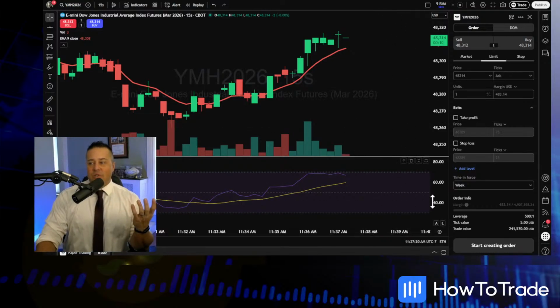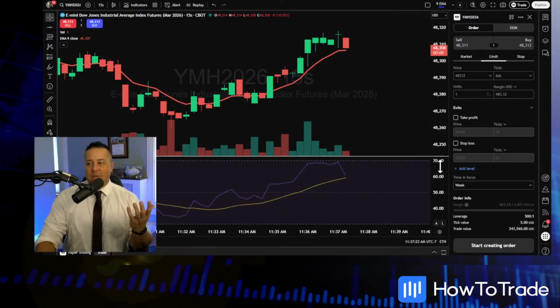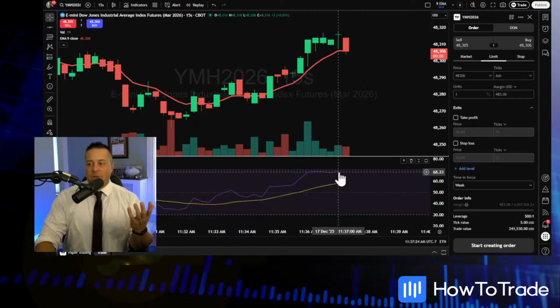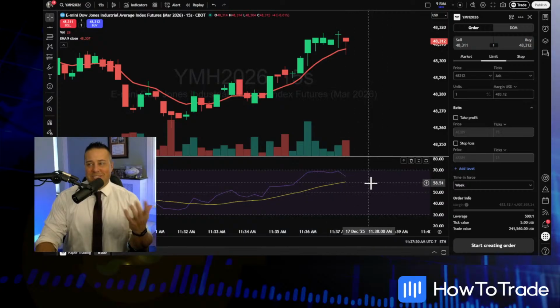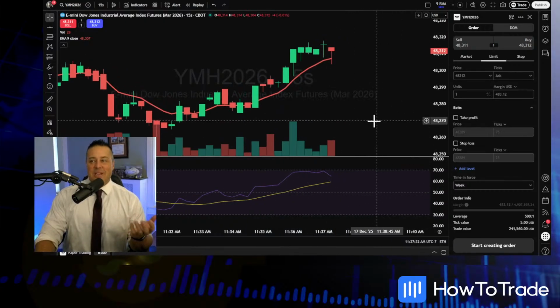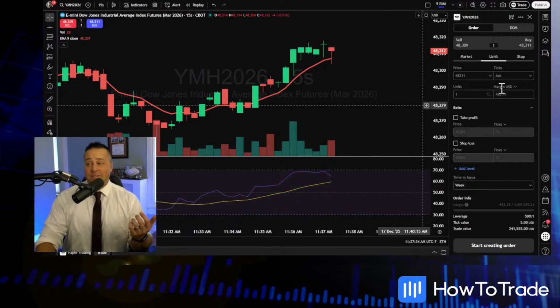Okay, so do we have a trade even setting up here? This is the E-mini Dow futures. We're sort of looking to the top side of this. Top side is at 69.02. It's not above 70. It's got to get above 70 for us to get a trade, and we just don't have it. It's not happening.